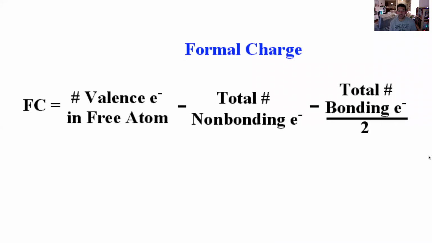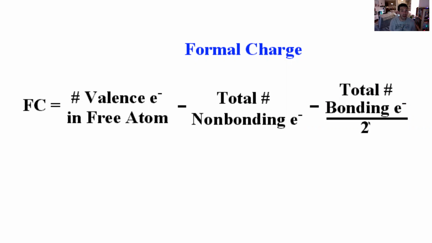So formal charge is a tool we have to analyze a Lewis dot diagram, a Lewis structure. The way we calculate the formal charge, and we can do it for any individual atom, is we look at the number of valence electrons that a free atom should have, and then we subtract the total number of non-bonding electrons, those are the lone pairs, and we subtract the total number of bonding electrons divided by 2.